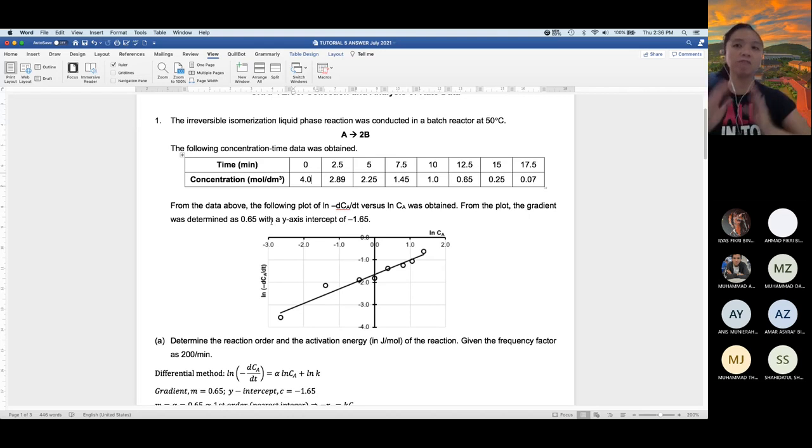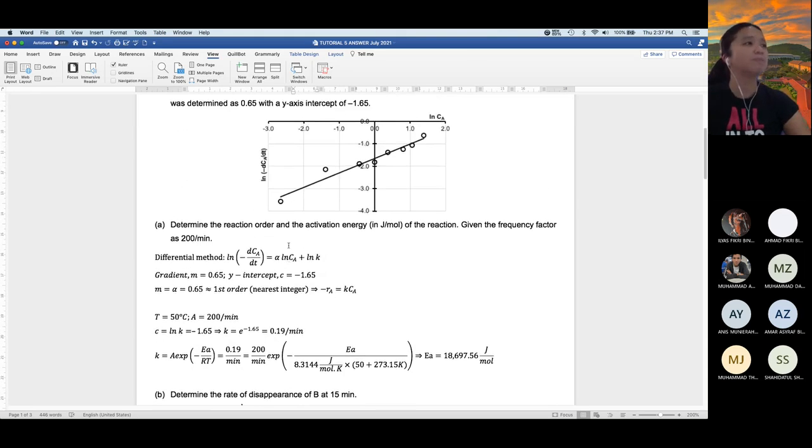that when we use different methods, the equations are different, and what we plot in the graph is also different. So you have to identify when we plot a graph of minus ln dCA per dt versus ln CA, which method is this? Because we learned about 4 different methods, right? Half-life method, differential method, integral method, and initial rates method. Then they give us the plot's gradient and the plot's y-axis intercept.